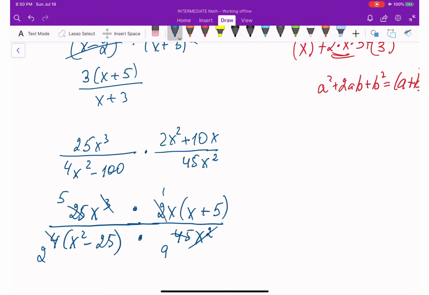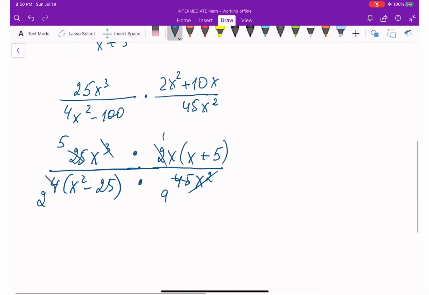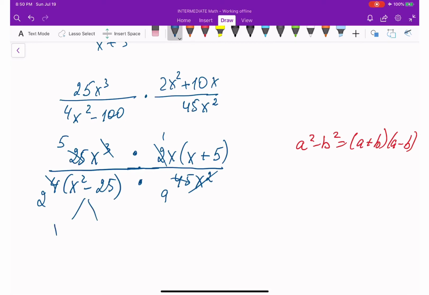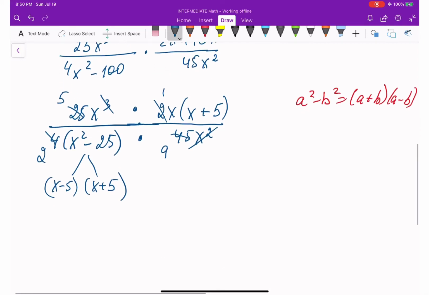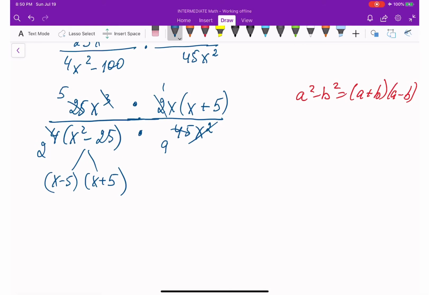And look here, x² - 25. That's a² - b², right? Which is equal to (a + b)(a - b). You can watch my video on this, a² - b². So this is equal to (x - 5)(x + 5), correct? All right. So this x + 5 is gone with the other x + 5.